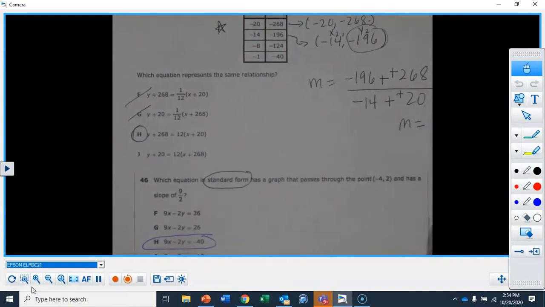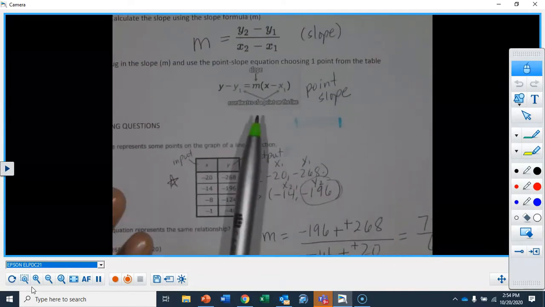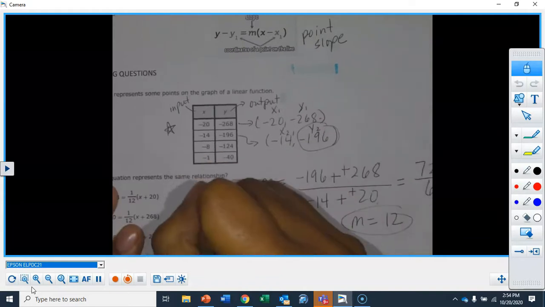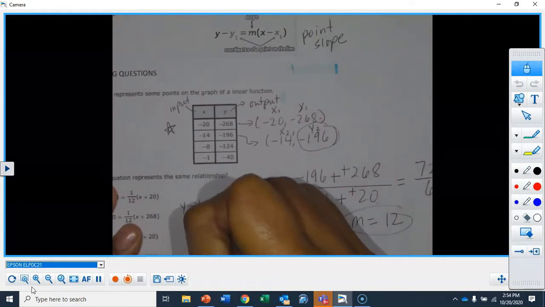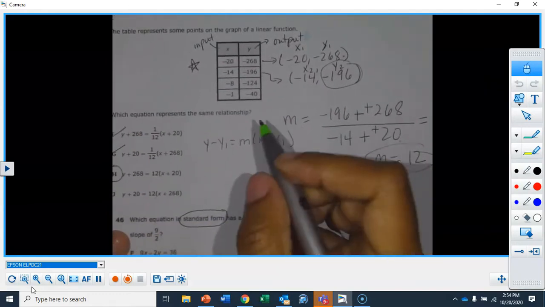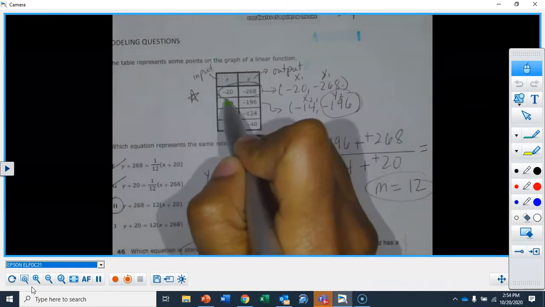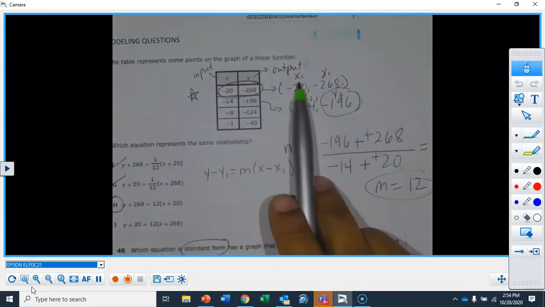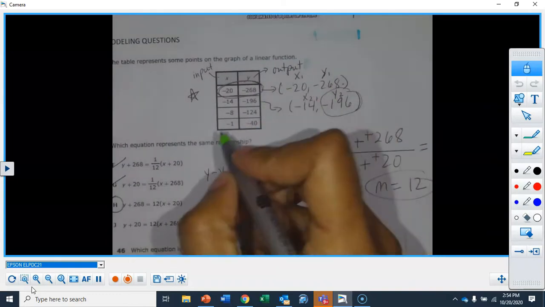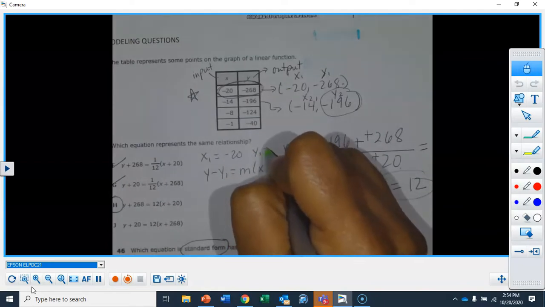Now, once I have my m, right? And because this already looks like it's in point slope form, that means I need to use the point slope formula, okay? So very carefully, I'm going to do y minus y1 is equal to m times x minus x1, okay? I'm going to go ahead and choose the very first point because he's first, and that's already my x1 and my y1. So just to be clear, my x1, guys, is equal to negative 20. My y1 is equal to negative 268.